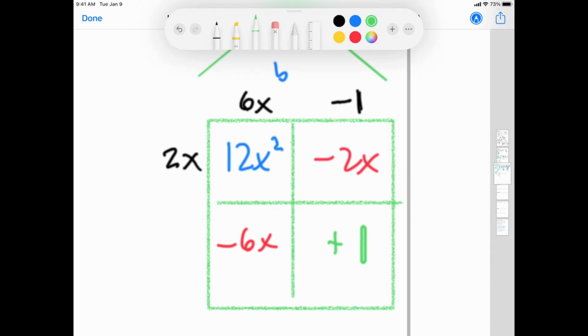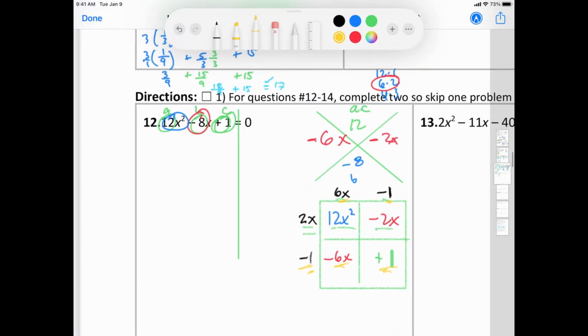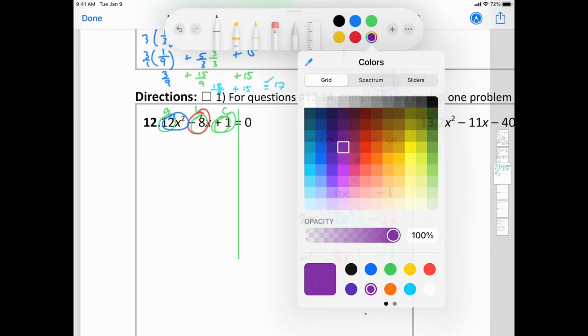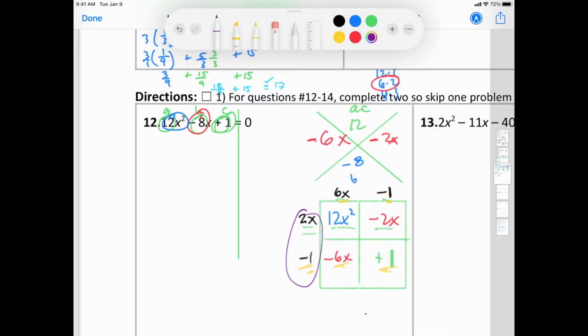You can multiply, right? 2x times 6x is 12x squared. 2x times -1 is -2x. And so obviously that one has to be a -1, because -1 times 6x is -6x. -1 times -1 is positive 1. Alright, so we get 2x minus 1, and this one, 6x minus 1.